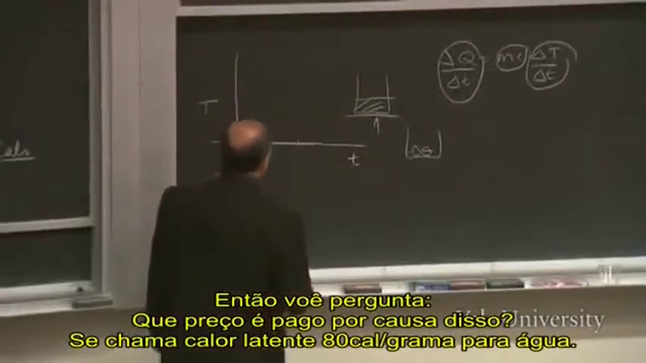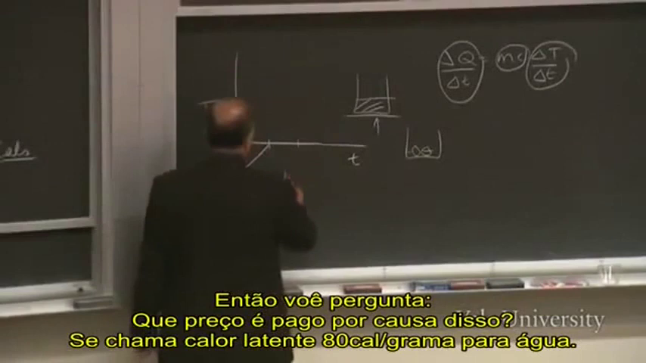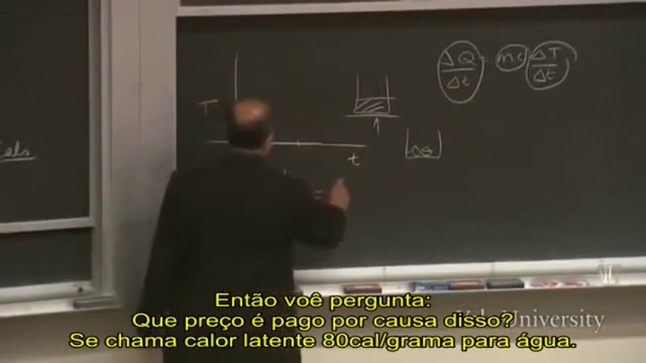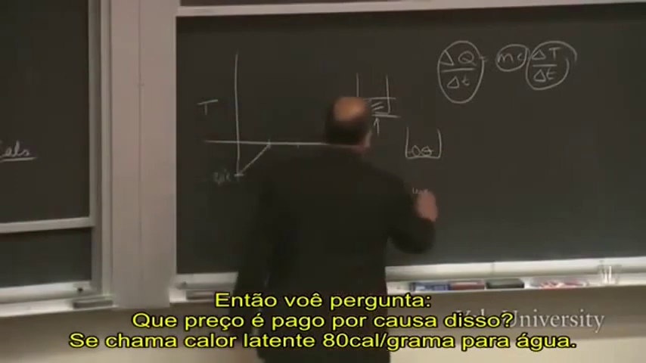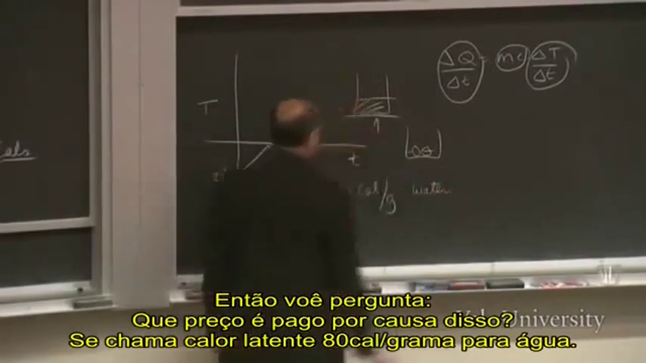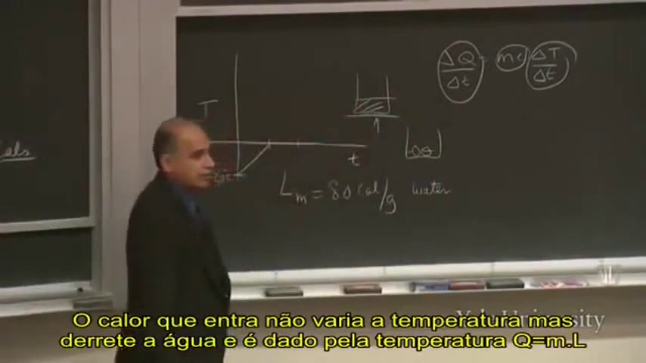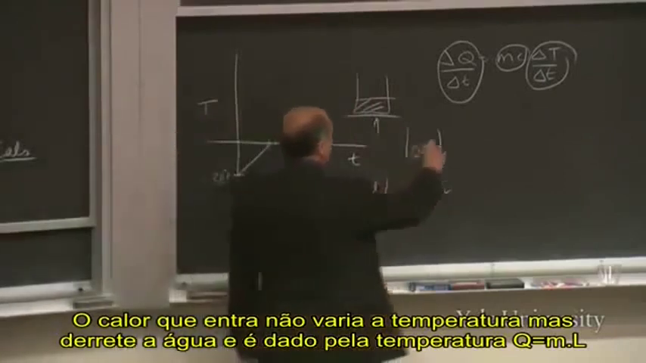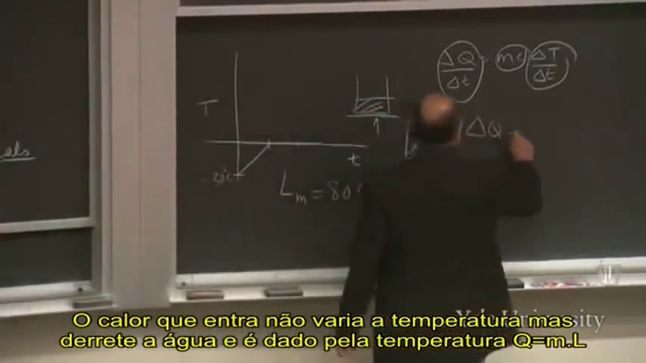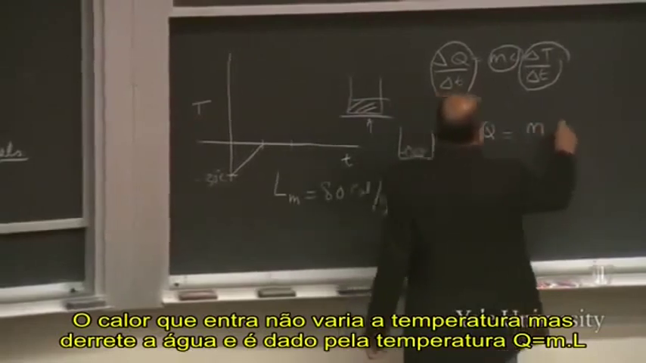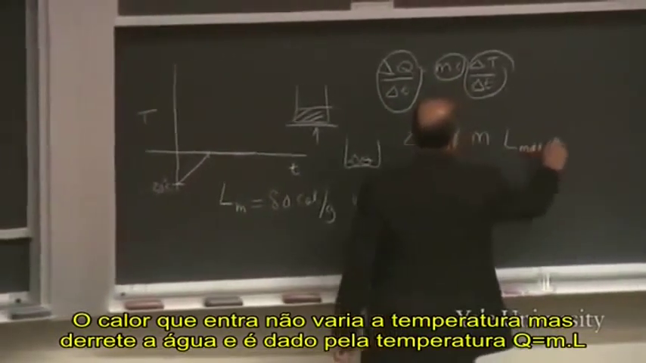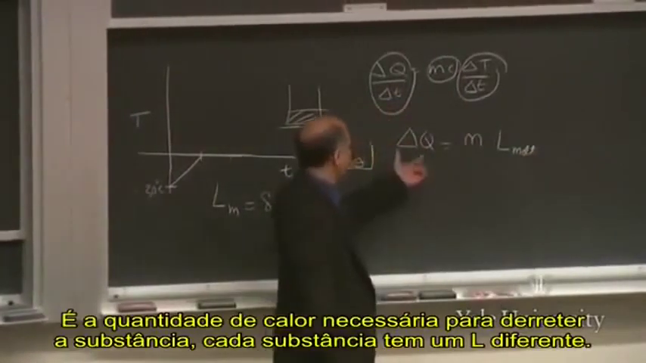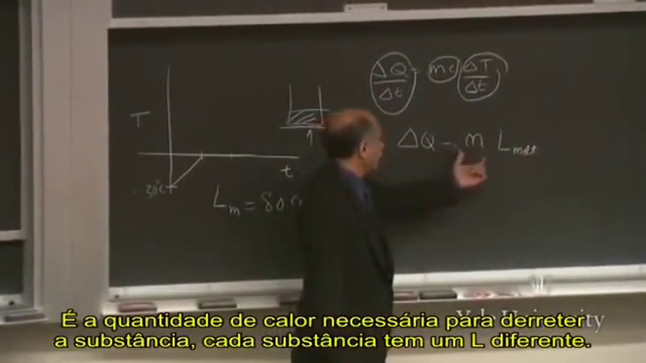Then you can ask, okay, what penalty do I have to pay? That's called the latent heat of melting. And again, I know only in calories per gram, it is 80 calories per gram for water. Some of your delta Q now goes not to raise the temperature, but to melt some amount of stuff at the latent heat of melting. That's how much Q you need to melt that amount of stuff.